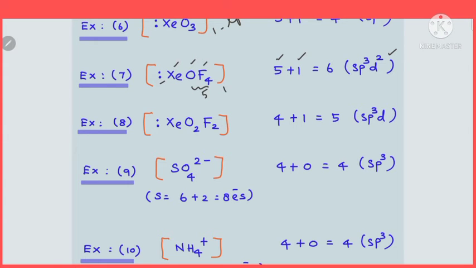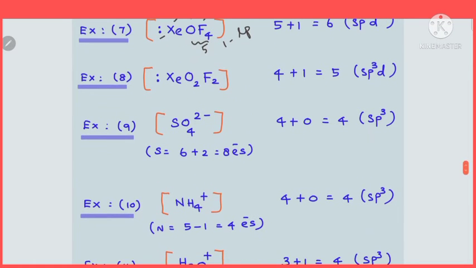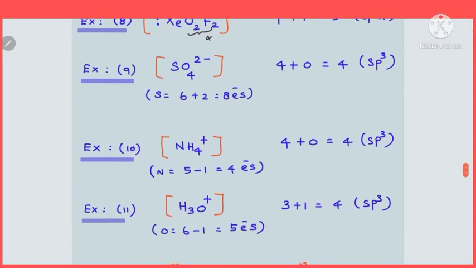Okay, 1 lone pair. The next, 8th example, XeO2F2. XeO2F2, the number of atoms attached with central atom 2 plus 2, 4, isn't it? Lone pair 1. Total number of atoms attached to central atom 4. Lone pair 1. But total is 5. Hybridization sp3d.